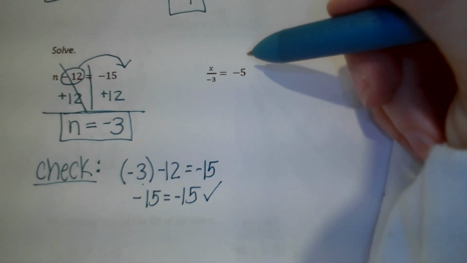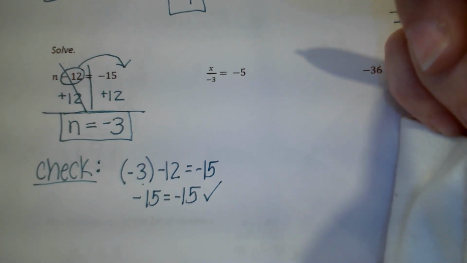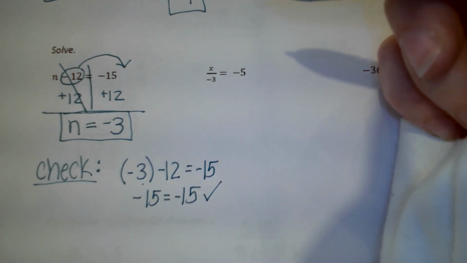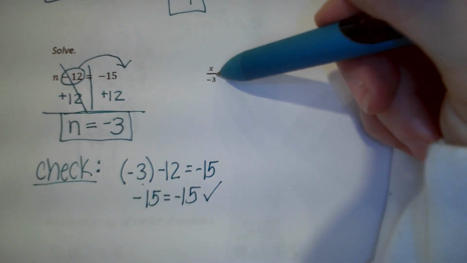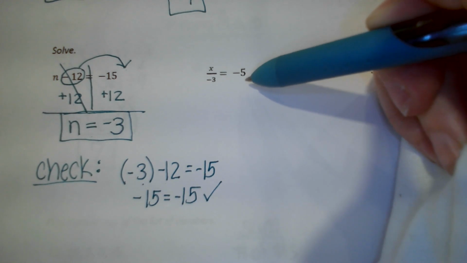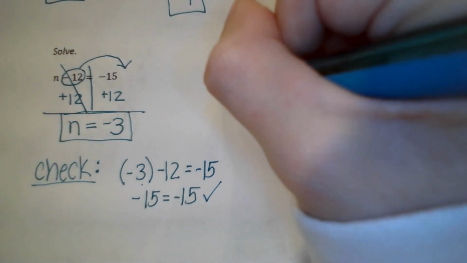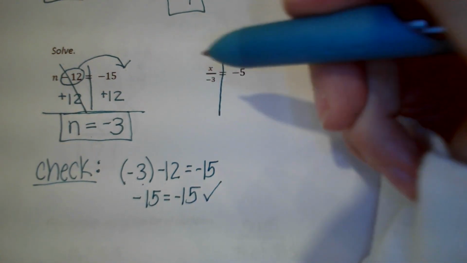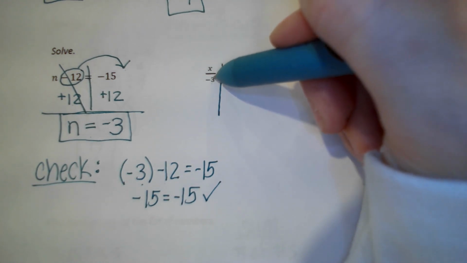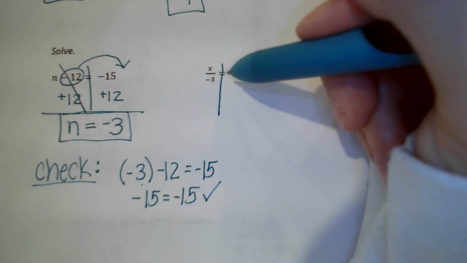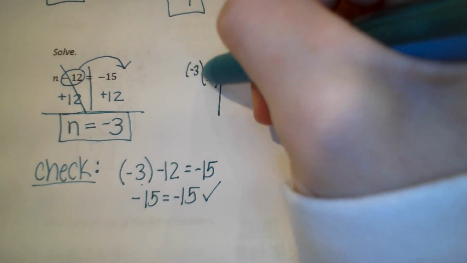Now our next equation, first we have to ask ourselves, what is happening? What is happening currently in the equation before I start trying to figure out what to do next? Right now I have x divided by negative 3 equals negative 5. Now I know if I want to get the x alone on this side of the equal sign, I need to move the negative 3. Now in this situation, I'm dividing by -3. So to move it, I am going to multiply by -3.